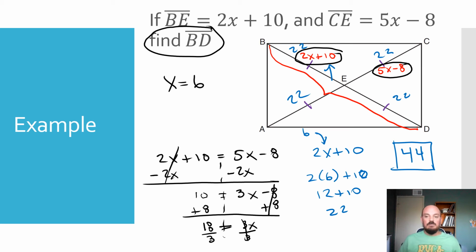Some people might have got x equals 6, put a box around it, and moved on to the next question. Wrong answer. I didn't ask you what x is. Some people might have plugged it in and told me the answer is 22. Again, you're closer, but still the wrong answer. You only went from B to E. I wanted you to go all the way from B to D.